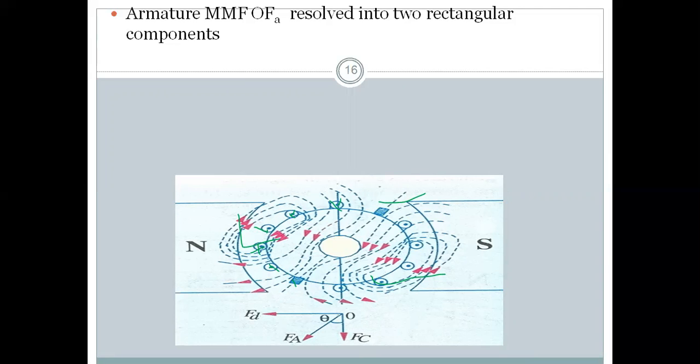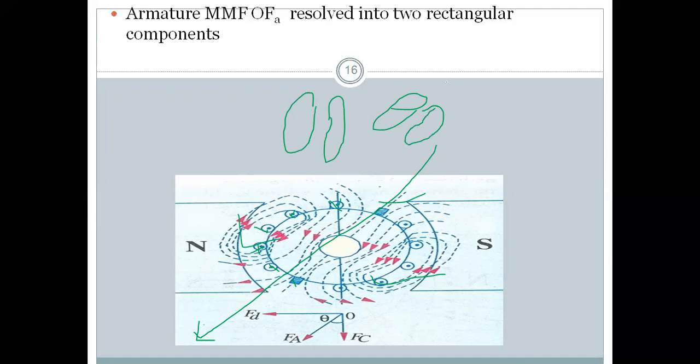OFA, the armature MMF, is resolved into two components. Suppose this is the armature flux, the new armature flux. Why? Because the conductors' position is shifted. The armature polar axis is the center of the armature flux. Previously the armature flux is like this, but now the armature flux is like this because of the armature reaction.